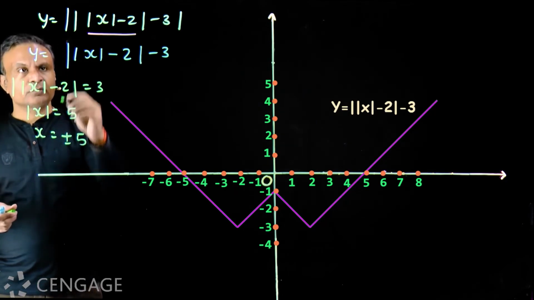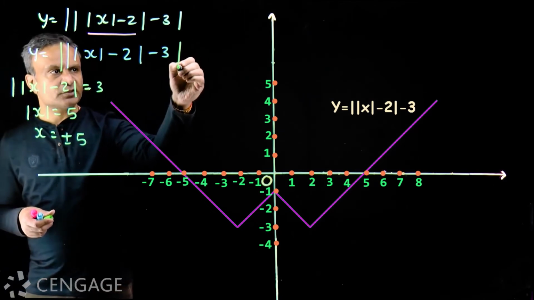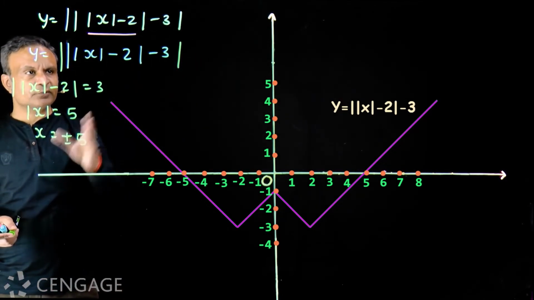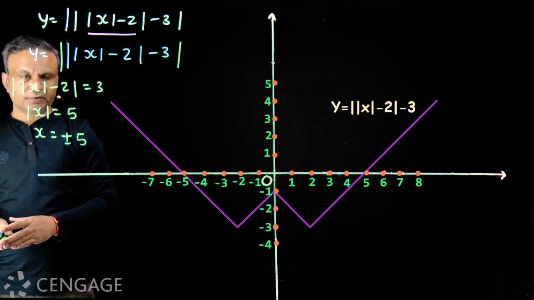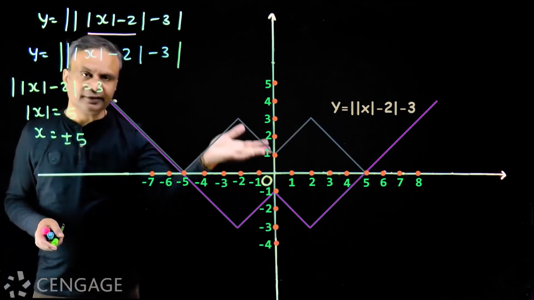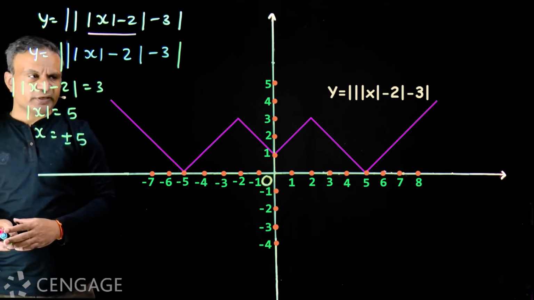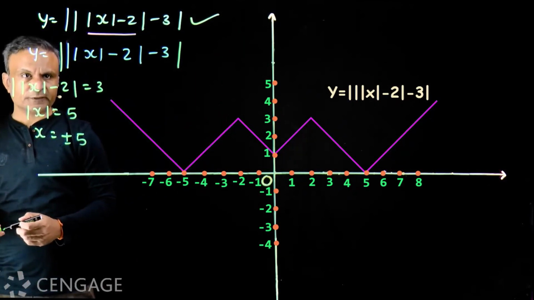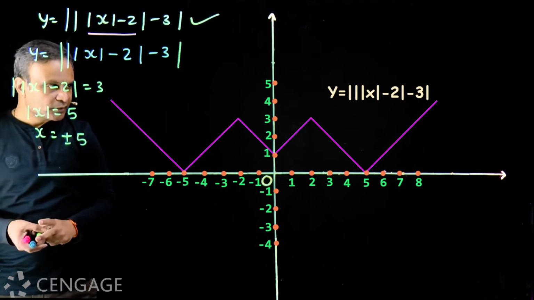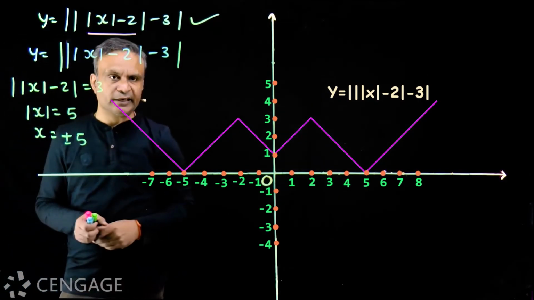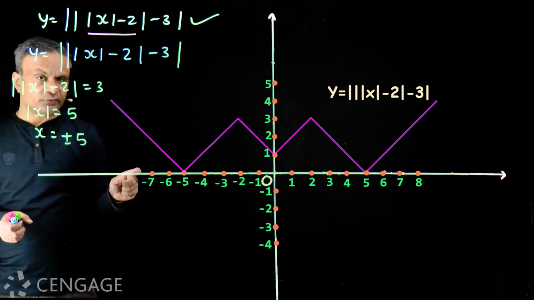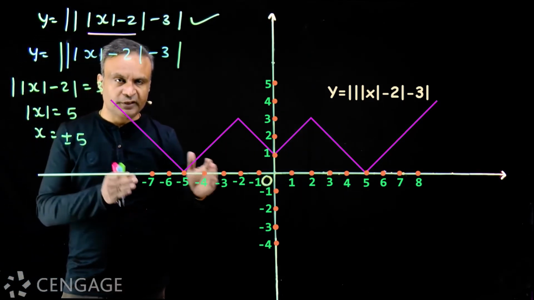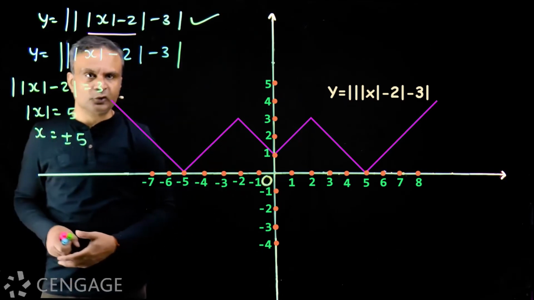Then we apply modulus on this. How can we get the graph of this function? We reflect the negative part of this graph in the x-axis. So we get the graph of this function. Clearly this function is non-differentiable at x is equal to plus minus 5, plus minus 2 and x is equal to 0. The function has 5 points of non-differentiability.